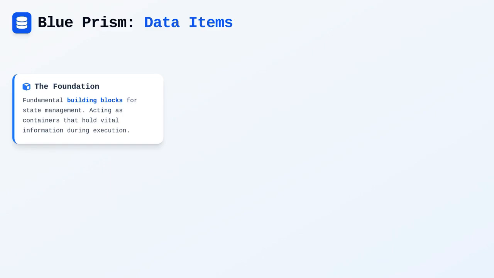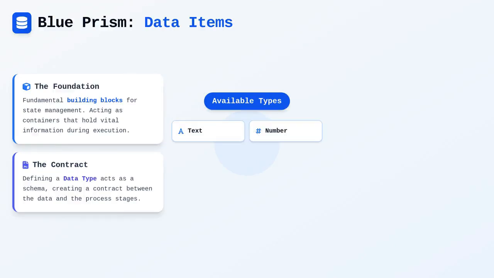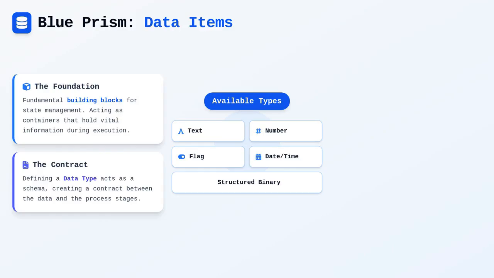Each data item must be assigned a specific data type, which acts as a contract between the data and the stages that interact with it. We have a rich set of types at our disposal, ranging from simple primitives like text, numbers, and flags, to more specialized types like dates, times, and structured binary data.